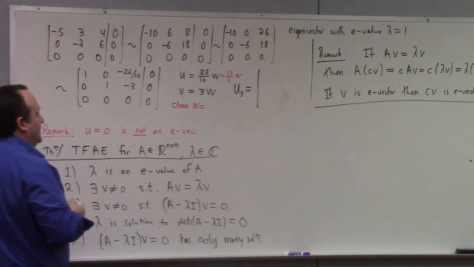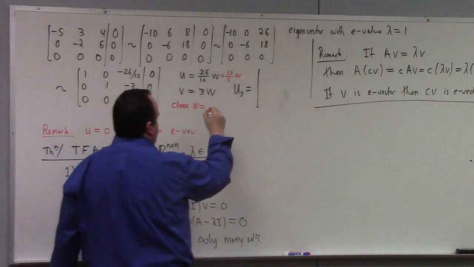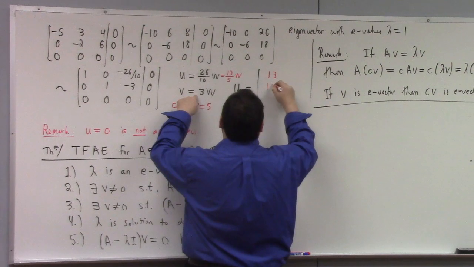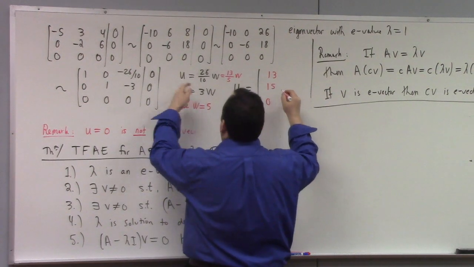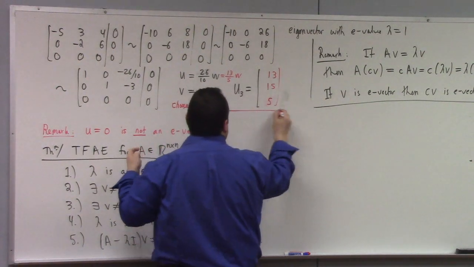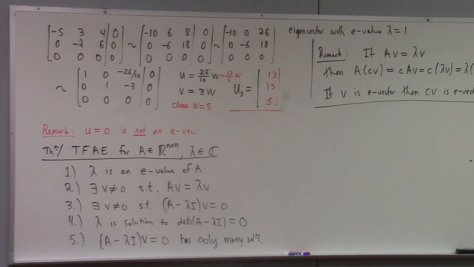Let's see here. So 13 over 5, yeah? So if I choose w equals to 5, that's a nice choice because then we've got 13 here, and we've got 15 here, and we've got 0 there. Oh, I'm an idiot. W was what? 5. Okay, so there you go. And there you go. So we have found the eigenvalues and eigenvectors for this 3 by 3 matrix.